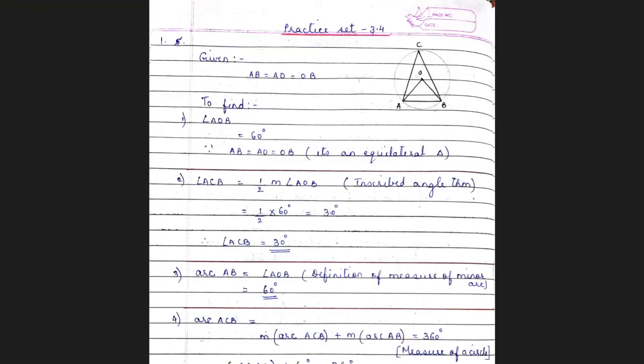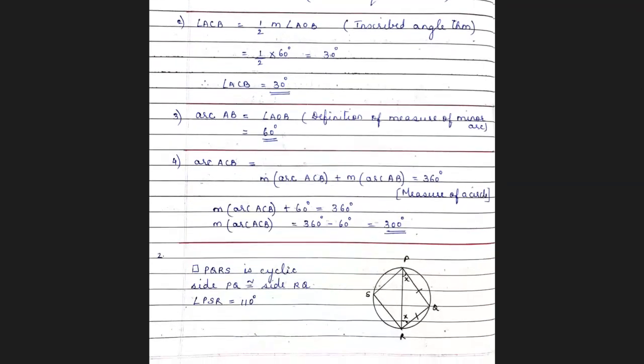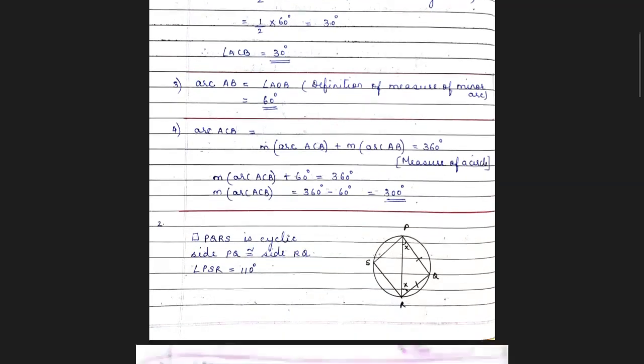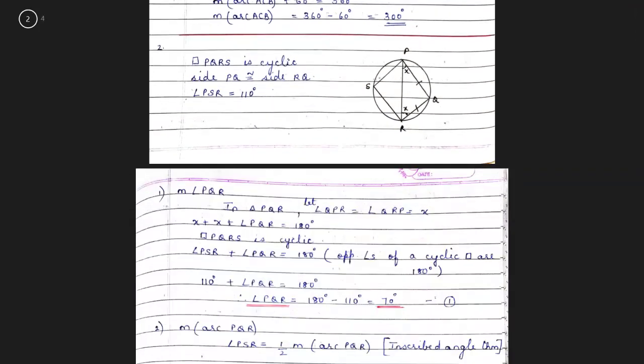The third question is to find arc AB. Now arc AB is equal to angle AOB according to the definition of measure of minor arc. Therefore, angle AOB is 60 degrees and therefore arc AB is also 60 degrees. The fourth question was to find out arc ACB. We know measure of arc ACB plus measure of arc AB equal to 360 degrees because it's a measure of a circle. Therefore, measure of arc ACB plus 60 degrees is 360 and therefore measure of arc ACB is equal to 300 degrees. Okay, so that's the first question for you.